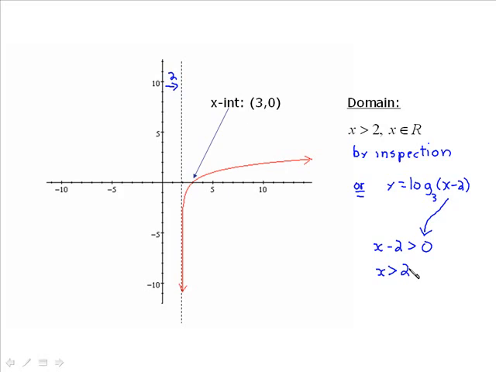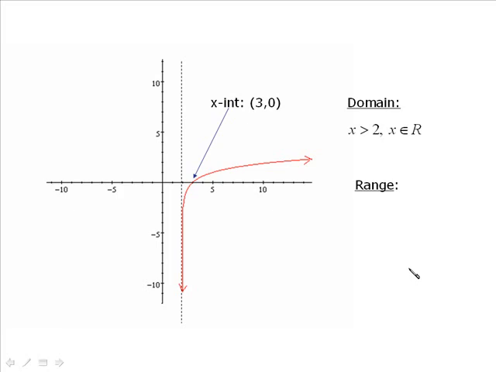Both methods work. Don't rely overly on your calculator because you'll have to trace and then be very, very careful. And by inspection, you may not be able to pick it up. If you draw it by hand, however, you probably will get it. But the algebra will always, always work. The range will be simple because for all logarithmic functions, the range is always all real numbers.